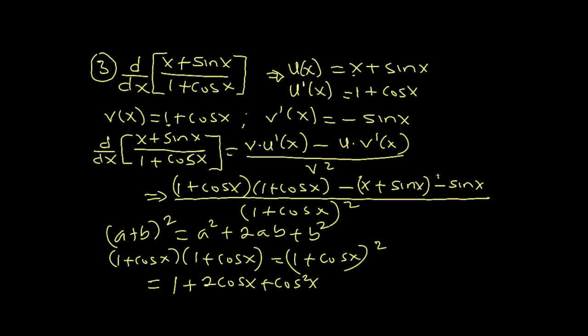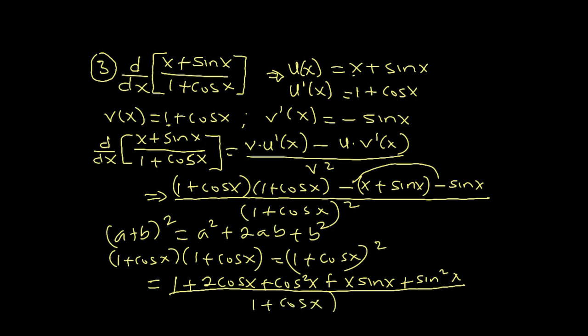The other one, minus times minus, that's a plus, and then times that will be x sin x, and then plus sin squared x. We do the expansion over (1 plus cos x) all squared. So that's what we have in that case.